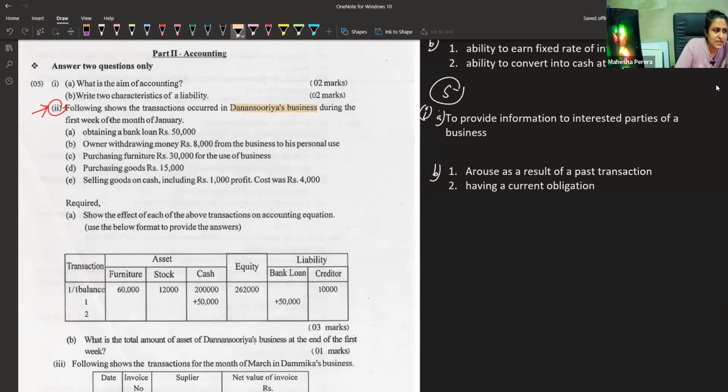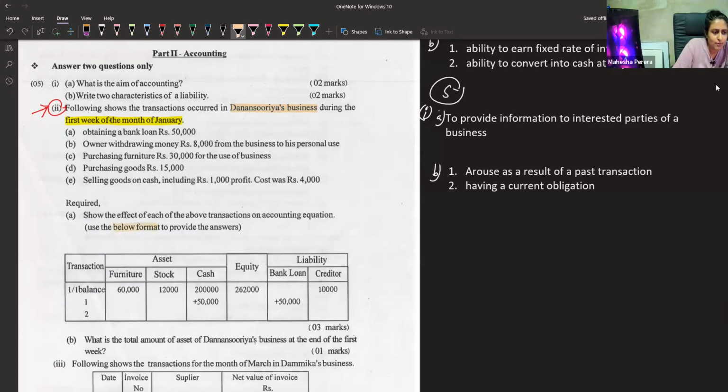During the first week of the month of January. Now, this is important information. Not the whole month, only the first week. Make an underline. Then we are given 5 transactions. What is required? Show the impact of each of the above transactions on the accounting equation.